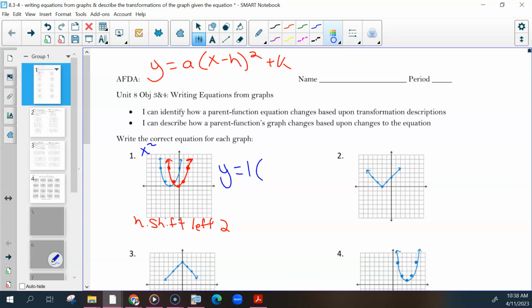When you write what's on the inside, remember it's always opposite. Because it moved to the left, you're thinking negative, but if I put a negative in here, it would make it positive. So x plus 2 is what we would write. We don't have any vertical shifts, so we're not going to put a k. Questions on that before we move on?